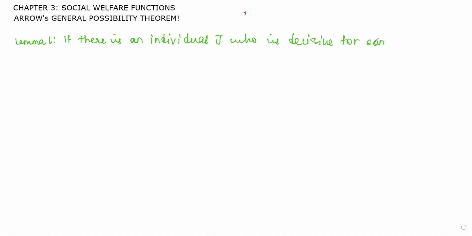Arrow proved his theorem like this. The first lemma he proved was: if there is an individual J who is decisive for some X against Y, she is almost decisive for some X against Y. So that's just one pair. She is a dictator. It's a stunning lemma. Stunning.